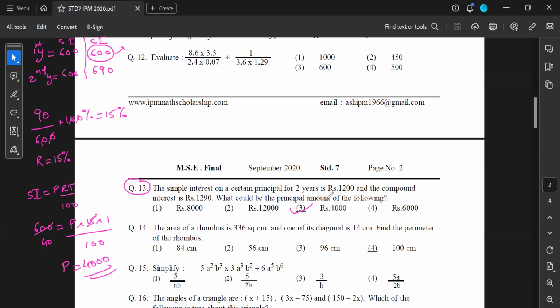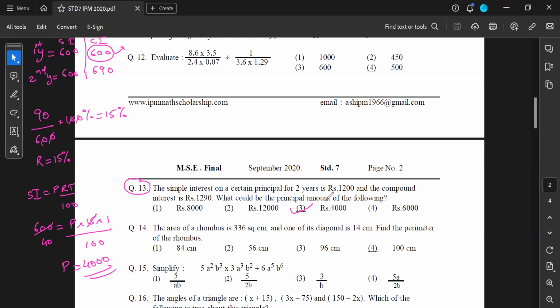So this is how you crack the quiz. They are given for 2 years, simple interest and compound interest. So in this case, you check what is the difference between the compound interest of the first year and second year. Whatever difference you have, that is only because of the first year's interest, which has become the additional principal. The additional interest is because of the additional principal.